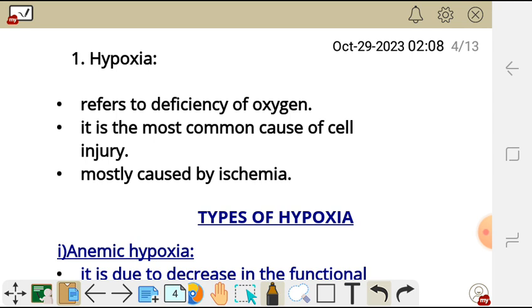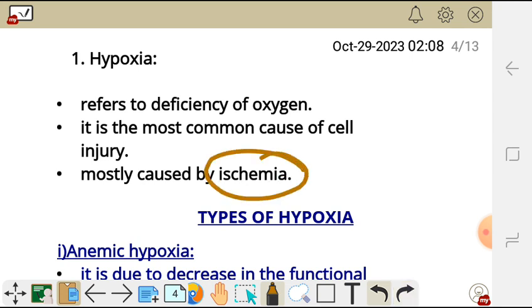So hypoxia refers to deficiency of oxygen. Okay, so we have a reduced oxygen supply to a certain tissue, and that is what we refer to as hypoxia. It is the most common cause of cell injury. So the most common cause of cell injury is hypoxia. Okay, and mostly hypoxia is caused by ischemia.